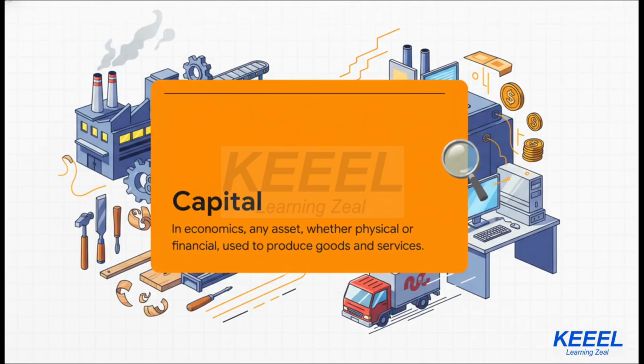Okay, next ingredient, capital. And it's super important we get this term right. While capital does include money, in the context of production, we're really talking about physical capital. These are the durable, human-made things that are used to produce other things. So a factory building, that's capital. The hammer and saw a carpenter uses, that's capital. The delivery trucks, the computers in an office, all of these are capital resources.